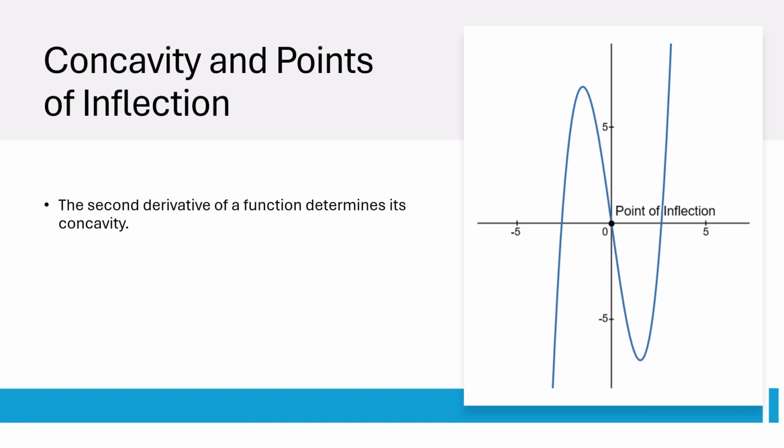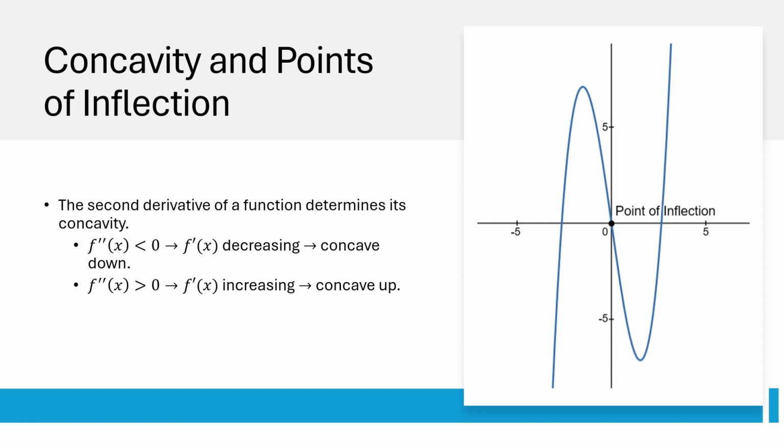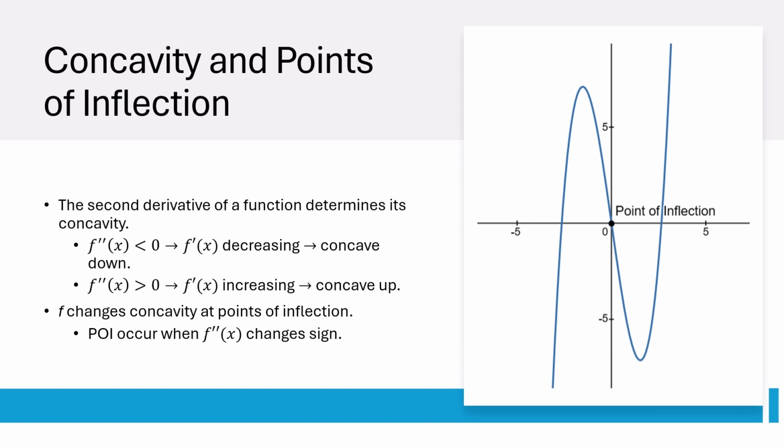The second derivative of a function determines its concavity. When the second derivative is negative, that means that f prime of x, or the first derivative, is decreasing and the function is concave down. On the other hand, when the second derivative is positive, that means the first derivative is increasing and the function is concave up. When f changes concavity, or when the second derivative changes signs, we have a point of inflection.